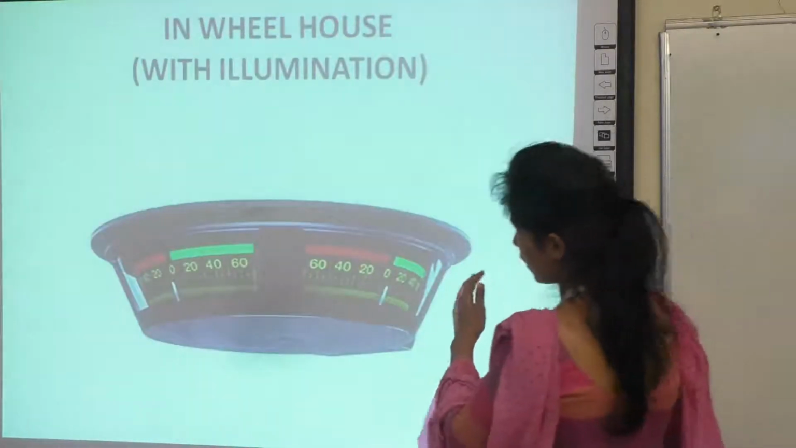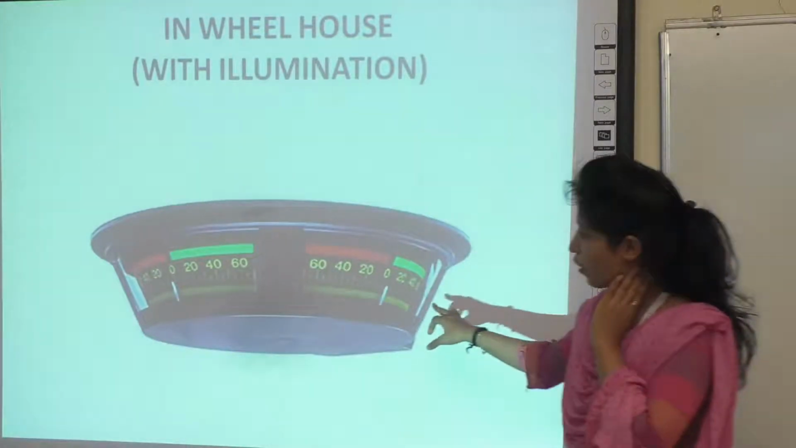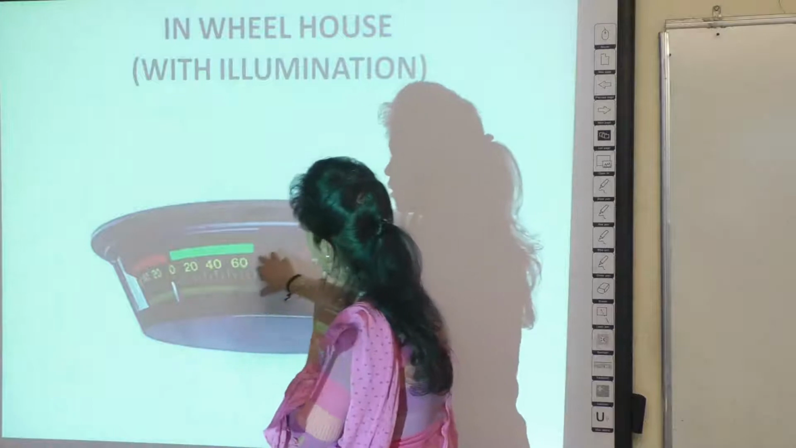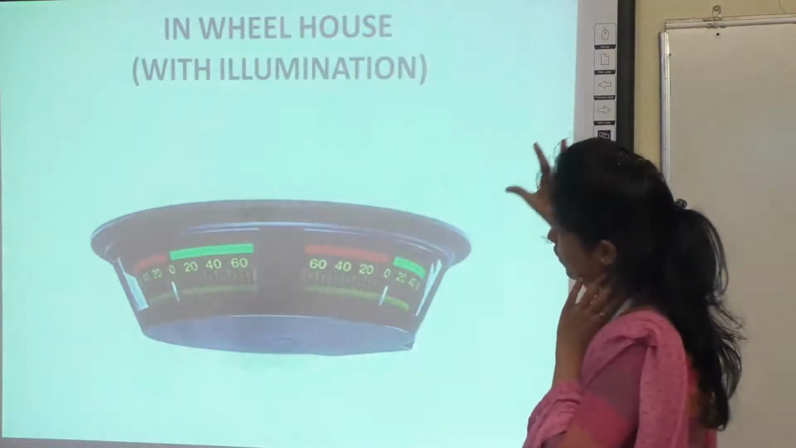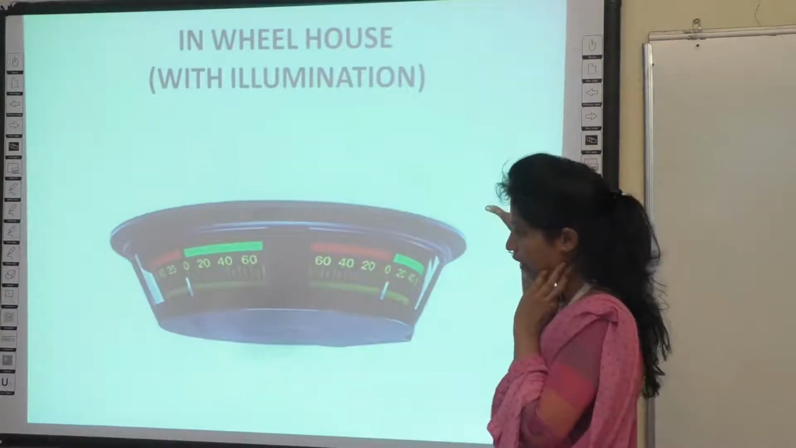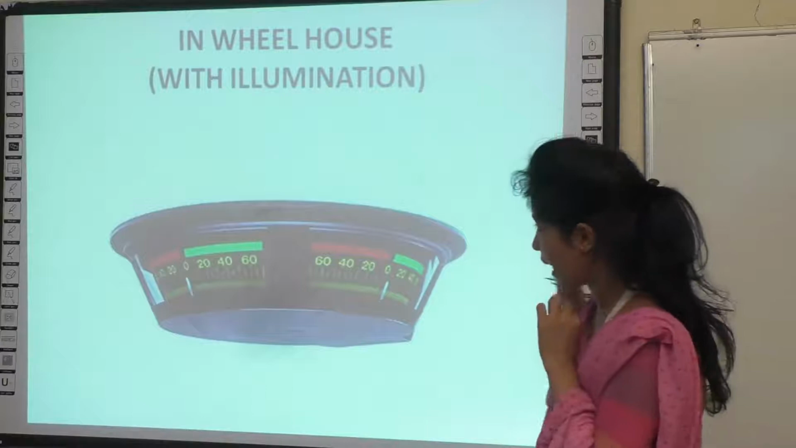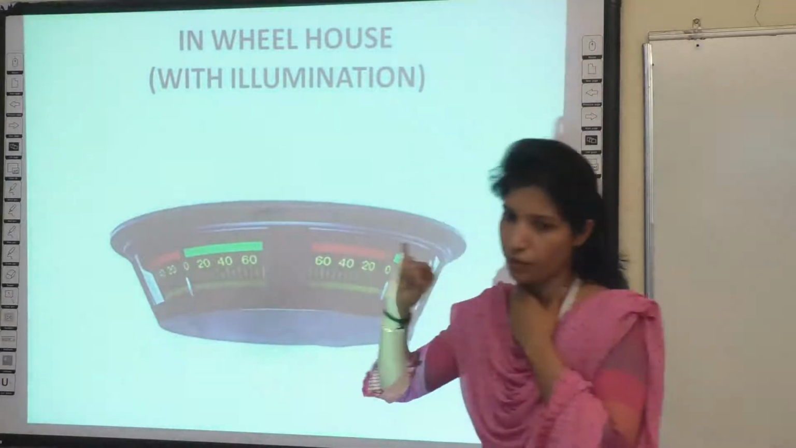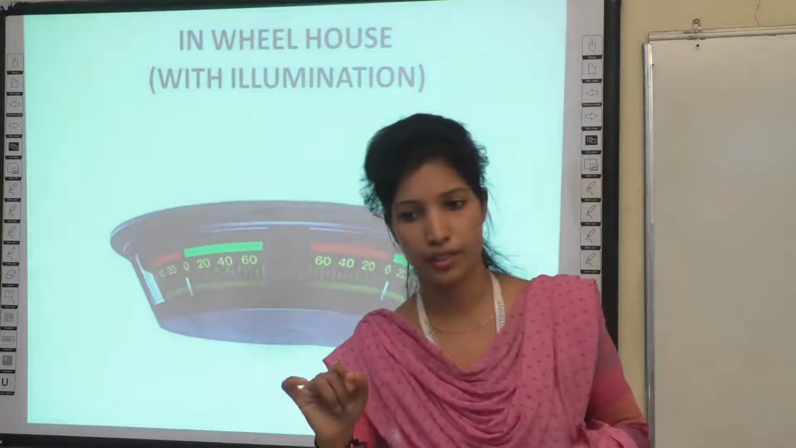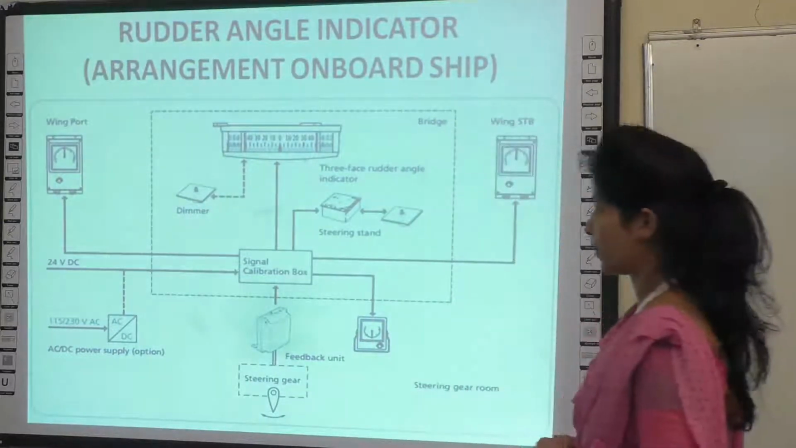I already showed this in the first picture. This is the rudder indicator which will be fixed in the wheelhouse, so that it indicates one light, and we can easily find out where the rudder is located. This is the arrangement on board ship.